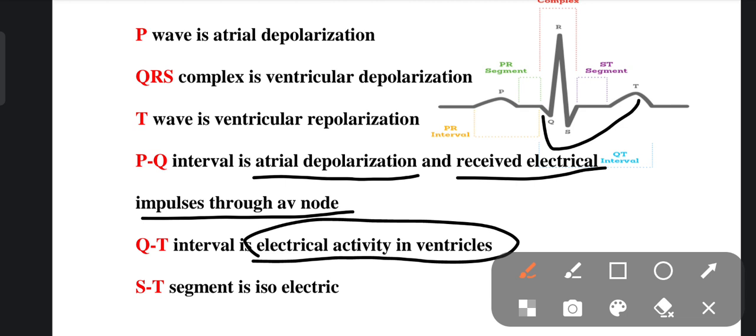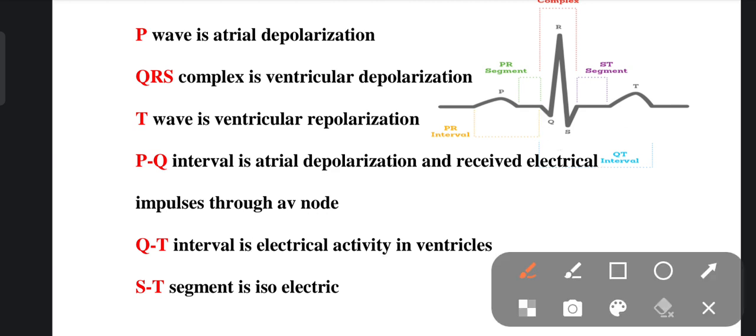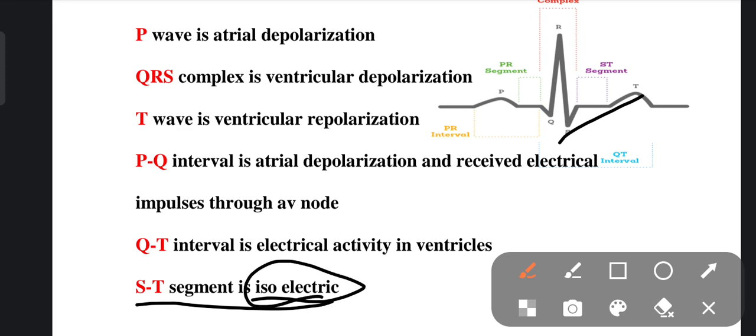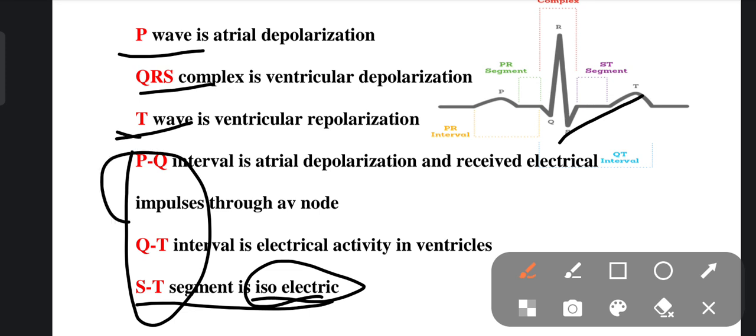So the last one is the ST segment. Here we can see the ST segment. This segment is isoelectric. Isoelectric means there is no decrease or increase of the electrical impulses, and that is called the ST segment. So mainly in the ECG we have to observe the P wave, QRS and T wave. These are the changes, and these are the gaps, the intervals, in the ECG.